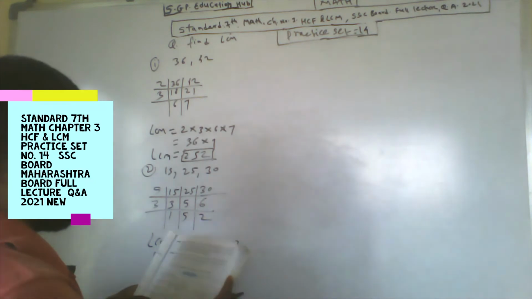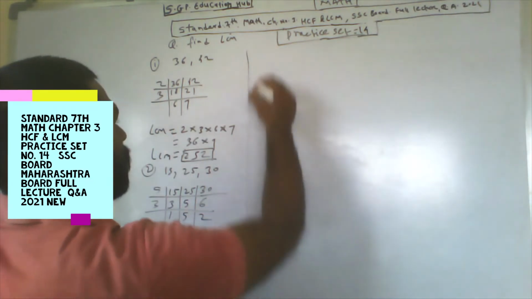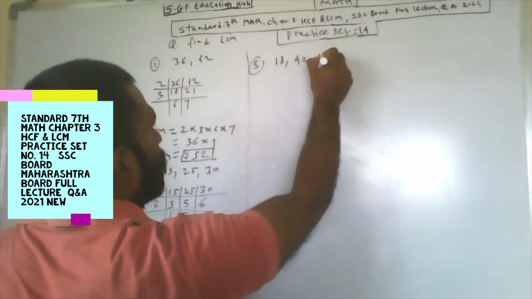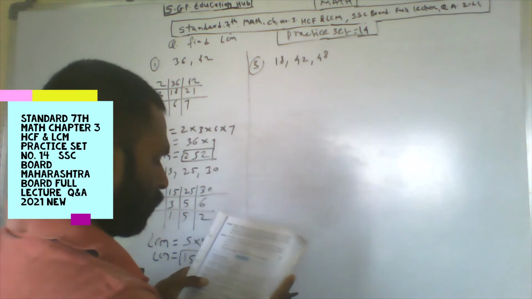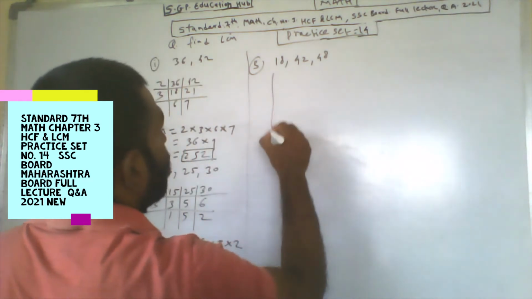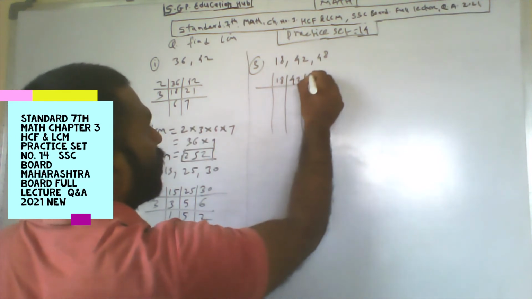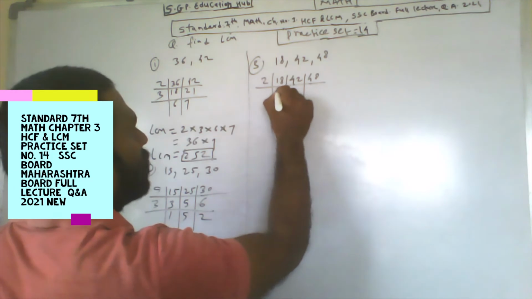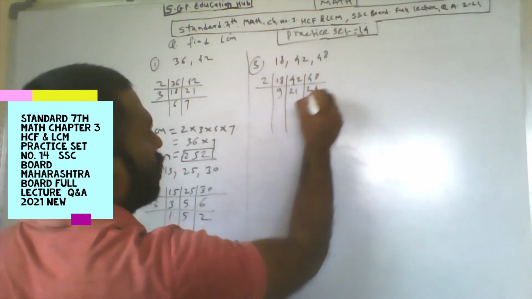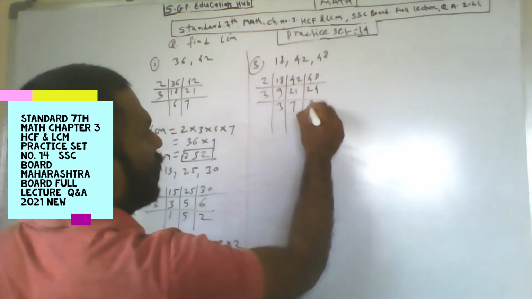Now the third number question: 18, 42, 48. All three numbers are even numbers, so divide by 2: 9, 21, 24. Then all three are divisible by 3: 3 3s are 9, 3 7s are 21, 3 8s are 24.